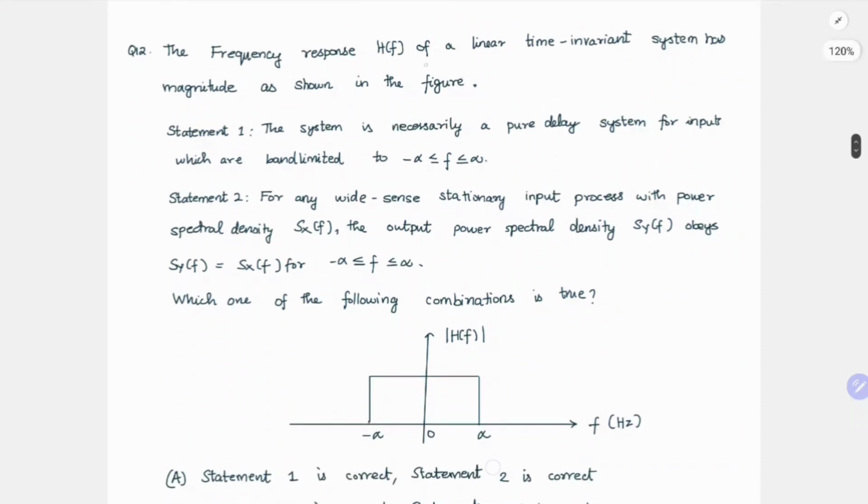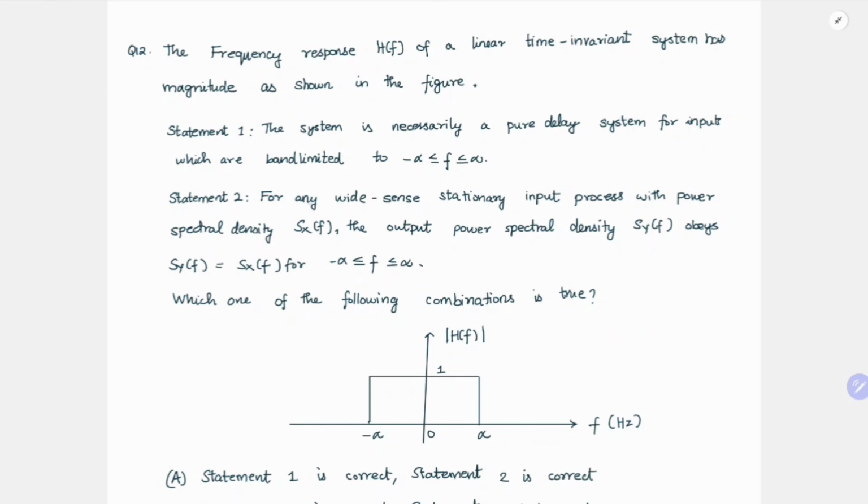The frequency response H(f) of a linear time invariant system has magnitude as shown in the figure. Here they have given the magnitude, and this is 1. Statement 1: The system is necessarily a pure delay system for inputs which are band limited to minus alpha less than or equal to f less than or equal to alpha.